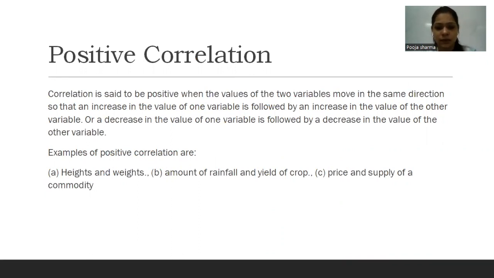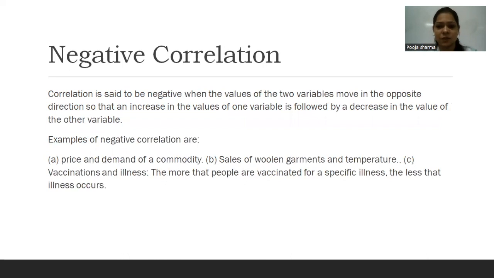Another example could be the amount of rainfall and the yield of the crop. If the amount of rainfall increases, the yield of the crop also increases. Another example we can consider is the price and the supply of a commodity. Next is the negative correlation.